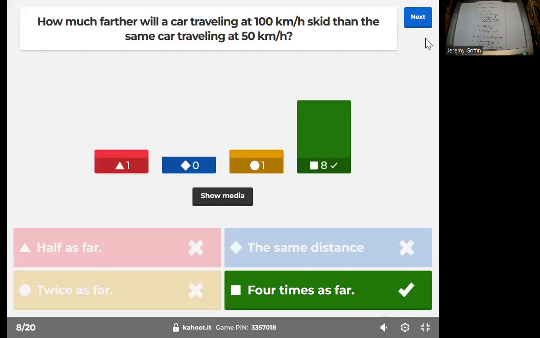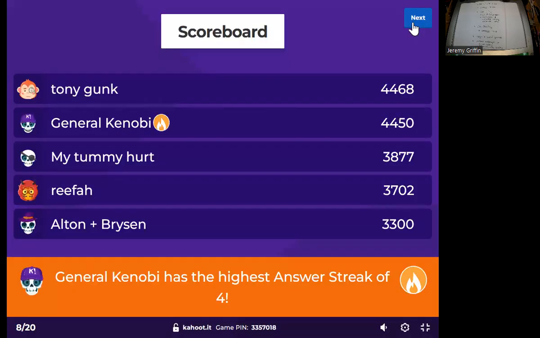Yeah, 4 times as far. Because remember, the braking distance is proportional to the square of the initial speed. So there you go. Double the distance, you need 4 times the amount of road to come to a stop.